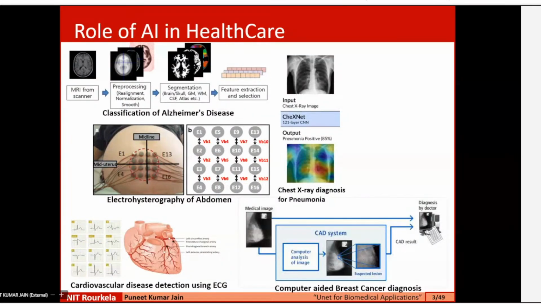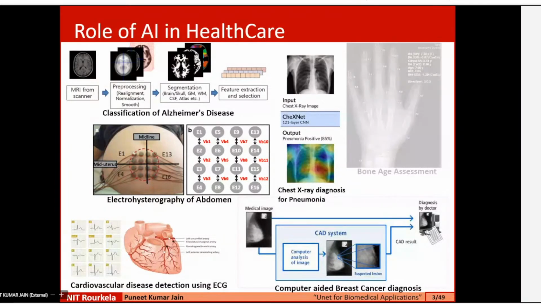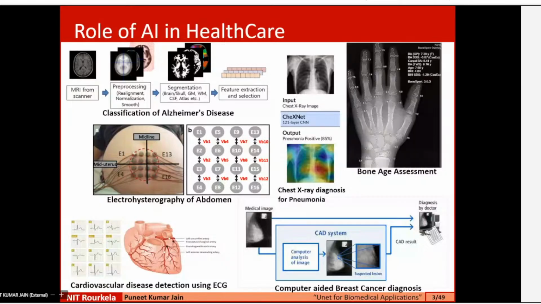Then this is also an interesting application where we analyze the bone structure of the wrist and hand fingers for age assessment as well as any abnormality in the development of the bones. So this is just a glimpse of how deep learning models have found applications in the medical domain. There are n number of applications where people are using various kinds of deep learning models for various purposes.